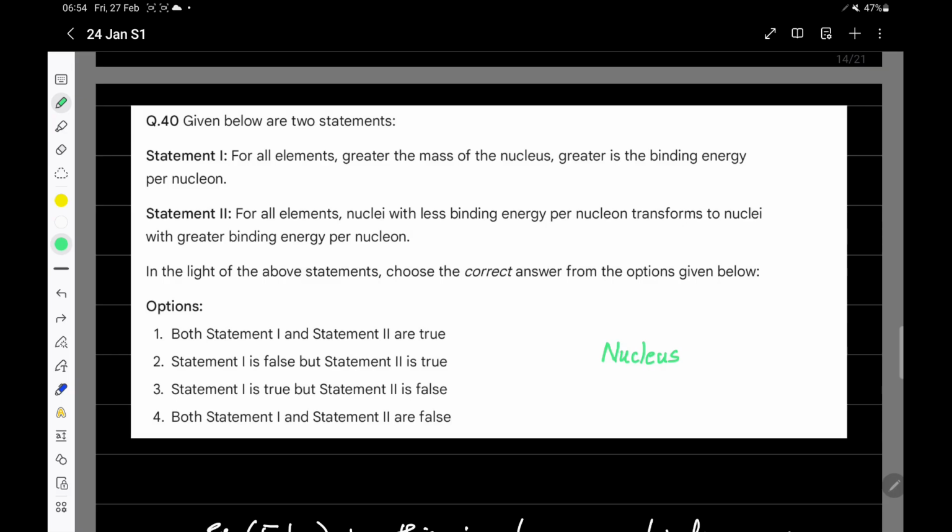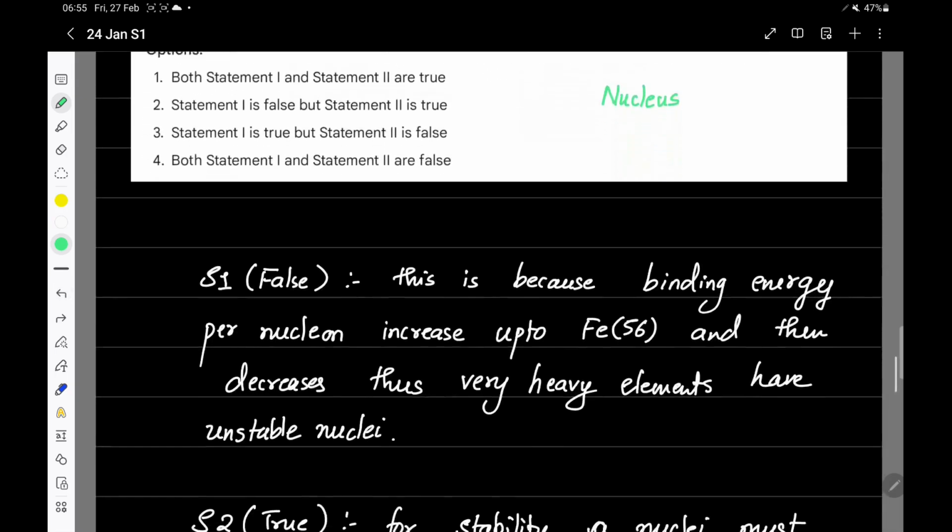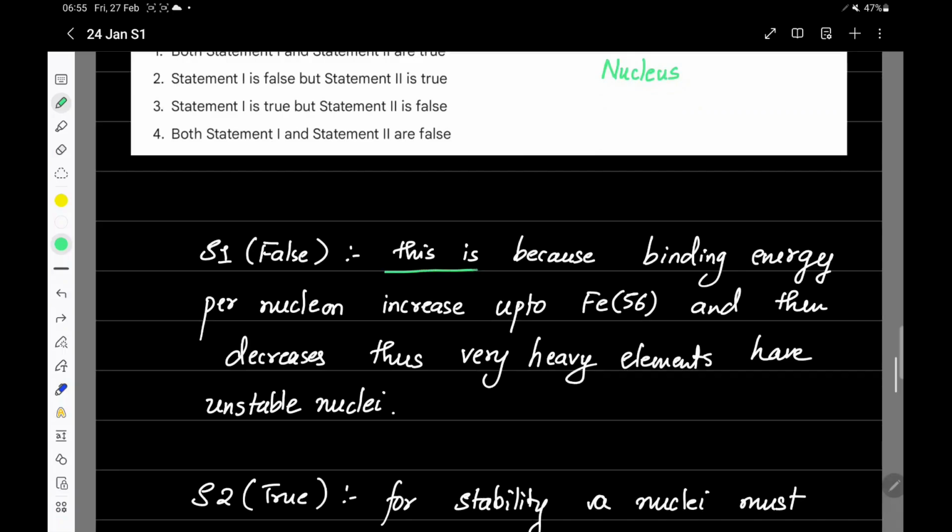For elements of greater mass, the nucleus will have higher binding energy, that is correct, but not higher binding energy per nucleon. Because as you go for heavier mass, the number of nucleons also increases, right? So actually the binding energy curve will be such that the binding energy per nucleon will increase up to iron 56, and after that it is going to decrease. So statement 1 is false.